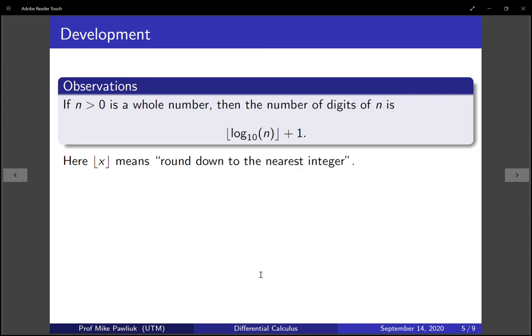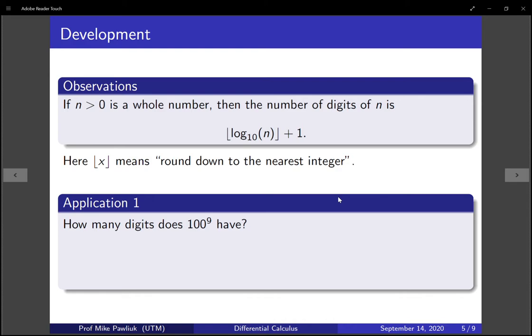So as a reminder, this notation right here is called the floor function, and it means round down to the nearest integer.